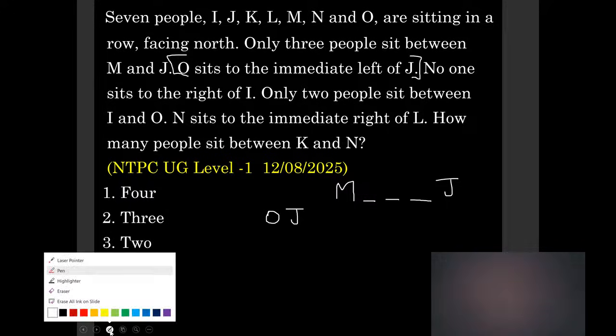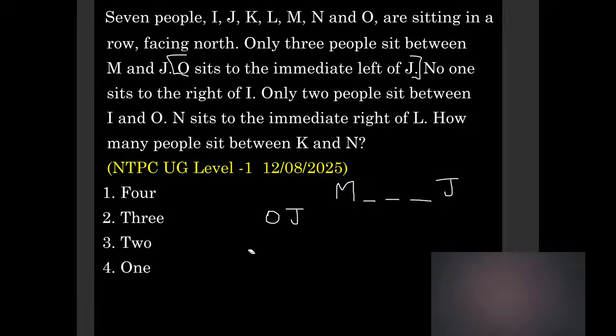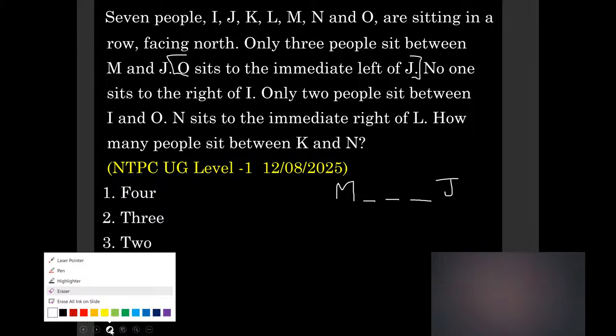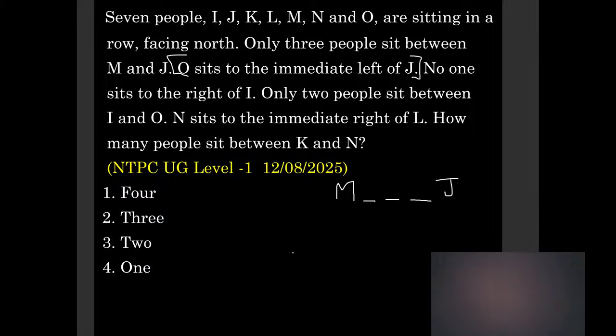Let us take the other possibility also. The other possibility means just they are interchanging their places, M and J. So if they are interchanging their places, you can take J here. So again three people, and you can take M here. So these two are possible cases.